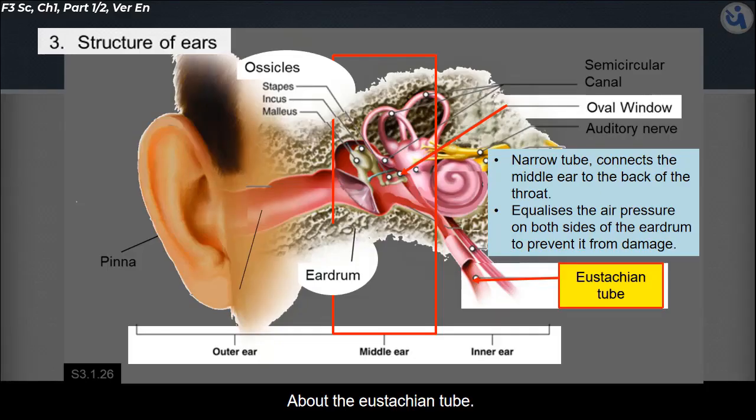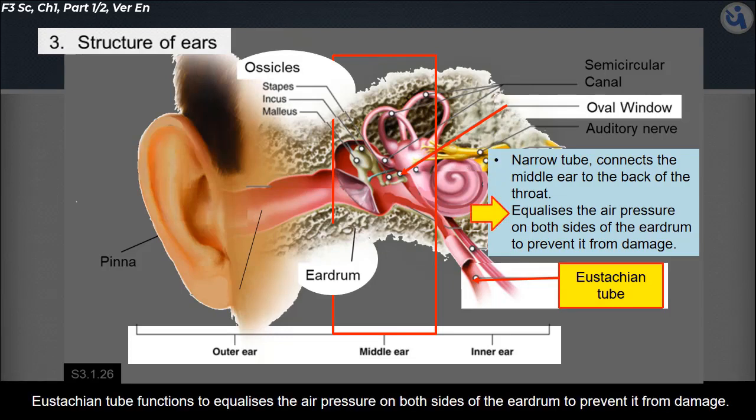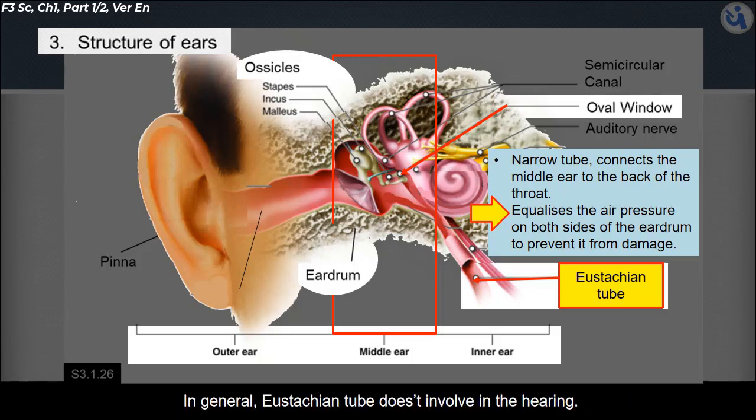About the eustachian tube. The eustachian tube is a narrow tube that connects the middle ear to the back of the throat. The eustachian tube functions to equalize the air pressure on both sides of the eardrum to prevent damage. In general, the eustachian tube is not involved in hearing.